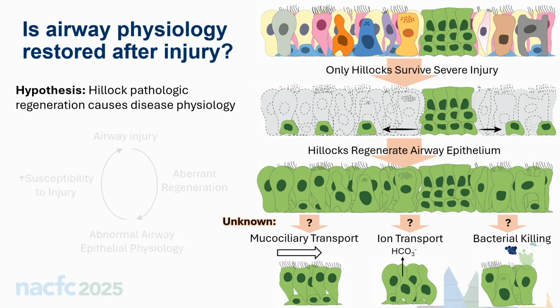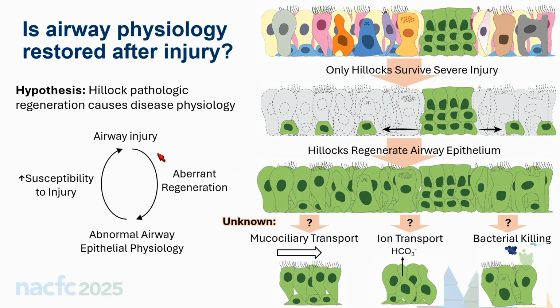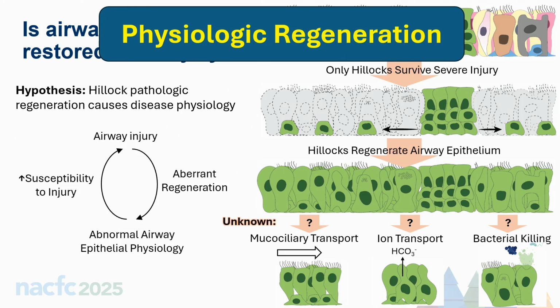In other words, could it be that after airway injury, you have aberrant regeneration by the hillock that then leads to abnormal epithelial physiology that just predisposes you to more airway injury, creating a vicious cycle of injury and abnormal regeneration? Now, the only way to really get at this is if we study physiology after regeneration, hence the term physiologic regeneration. And this is what I plan to pursue in my own independent lab as well. So today I'm going to talk about one aspect of this, focusing on one of the aggregate physiology measures, looking at mucociliary transport after injury and repair.